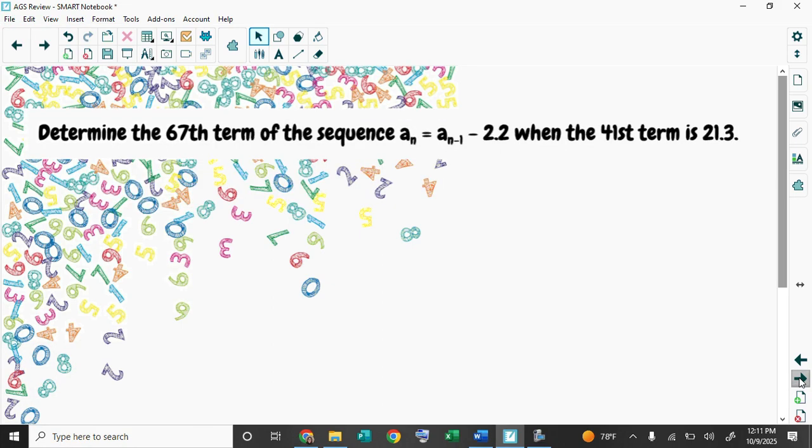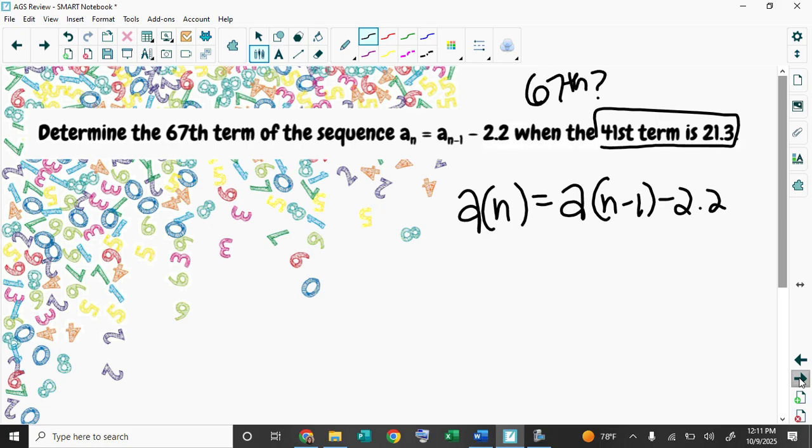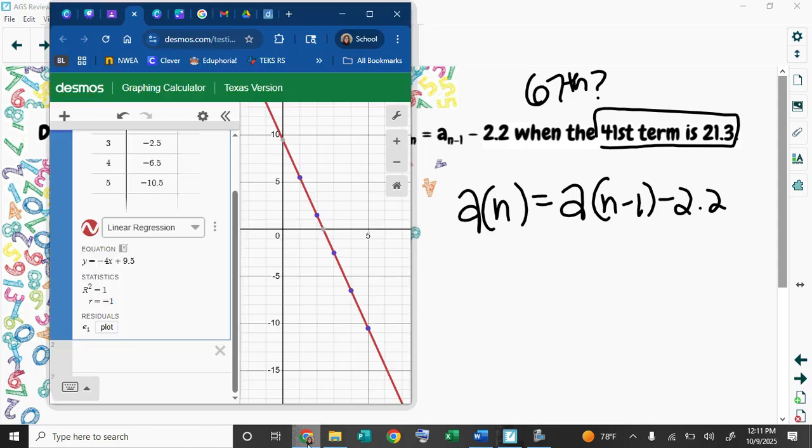Determine the 67th term of the sequence a sub n equals a sub n minus 1 minus 2.2. You've got to rewrite this, and if it's an n, you have to put it in parentheses. And so I know that the 41st term is 21.3. I need to know the 67th term.